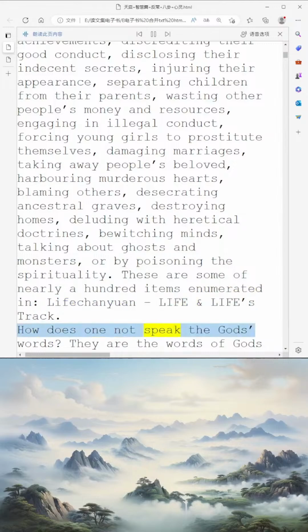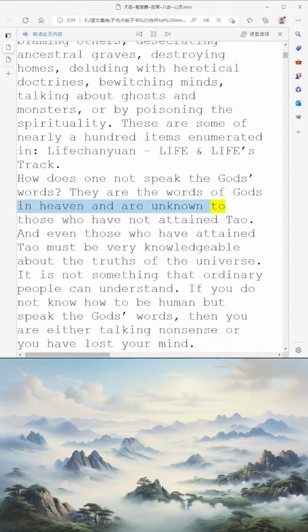How does one not speak the God's words? They are the words of gods in heaven and are unknown to those who have not attained Tao. And even those who have attained Tao must be very knowledgeable about the truths of the universe.